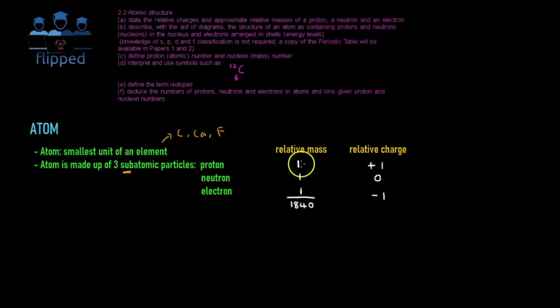Proton has a mass of 1 with a charge of plus 1, so it's positive. Neutron is 1 with a charge of 0, so it's neutral. Electron has a charge of minus 1 with a mass of 1 over 1840. So this is a very, very small number, 0.00 something. You can see that proton has a positive charge, electron has a negative charge, and so they cancel out each other. This is something very important that we have to keep in mind for a later part. Okay, let's move on.